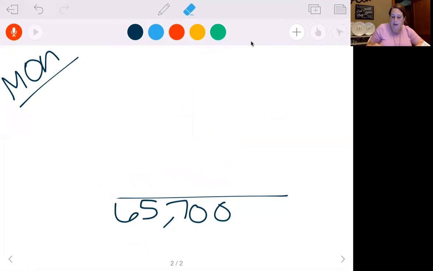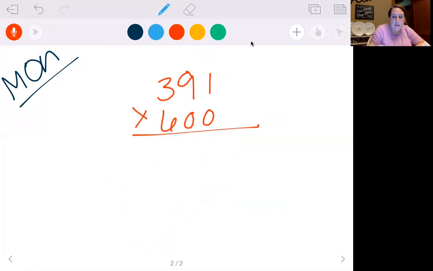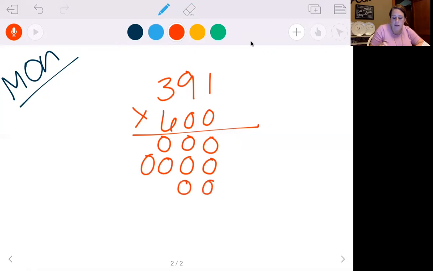There's plenty of these to practice on. Let's do 391 times 600. 0 times 1 is 0. 0 times 9 is 0. 0 times 3 is 0. Placeholder 0. 0 times 1 is 0. 0 times 9 is 0. 0 times 3 is 0. 2 placeholder zeros. 6 times 1 is 6.